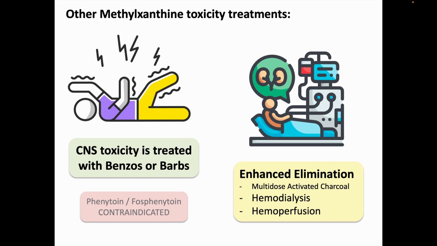There are a few potential methods to enhance methylxanthine elimination. Multidose activated charcoal can be given to act as a kind of gut dialysis, preventing enteroenteric recirculation, and both hemodialysis and charcoal hemoperfusion may be used.